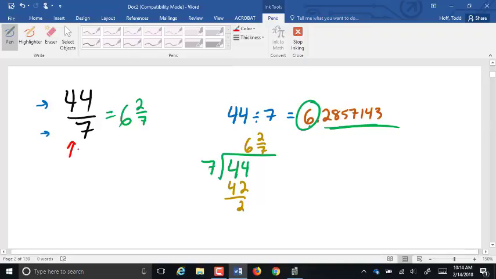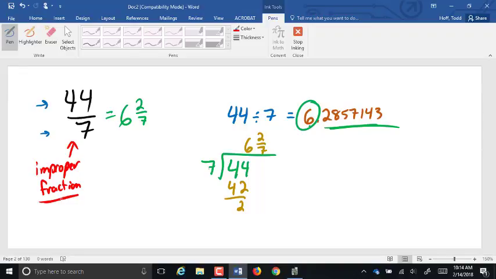This is what we call an improper fraction. Sometimes it's just called a top-heavy fraction, which is probably a better name for it. Improper implies there's something wrong with it, and there really is not anything wrong with it. In fact, there will be times where we prefer to have the fraction in that form. It's just we don't like having the numerator bigger than the denominator.